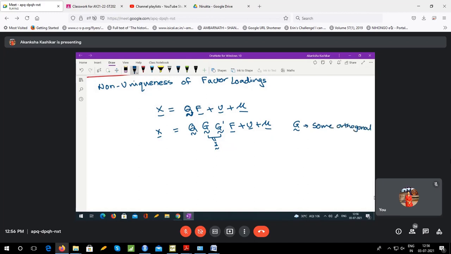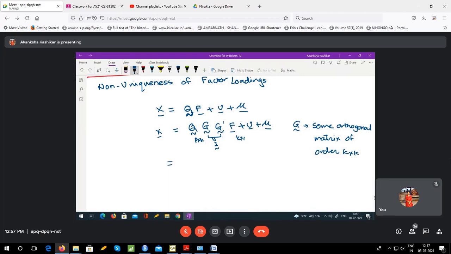What should be the order of G? What is the order of Q? P cross K. F is K cross 1. So what should be the order of G? K cross K. Okay. So G G prime is I. So I'm not changing the equation. So I can do this.